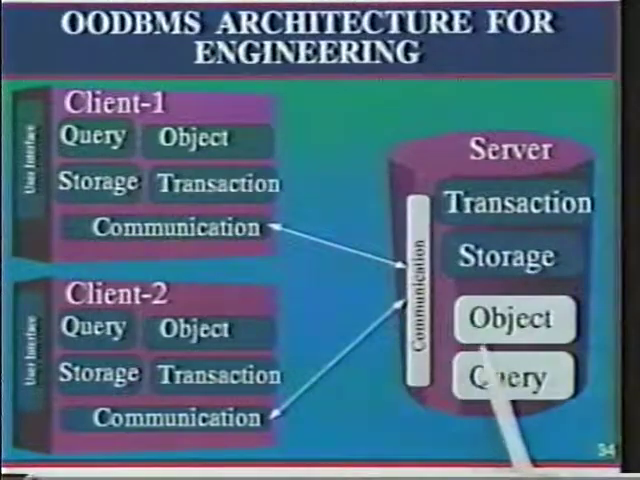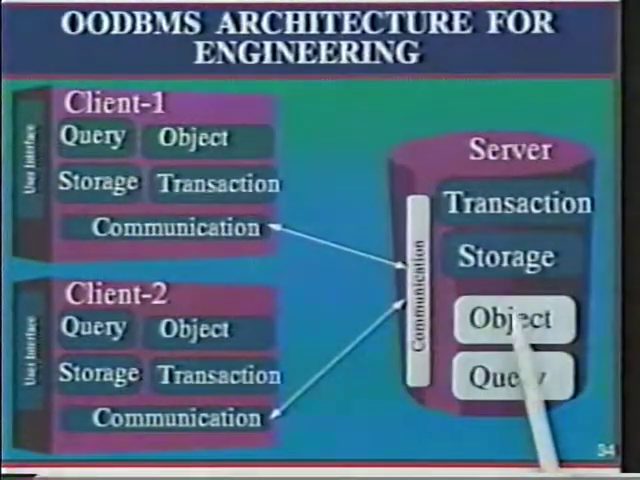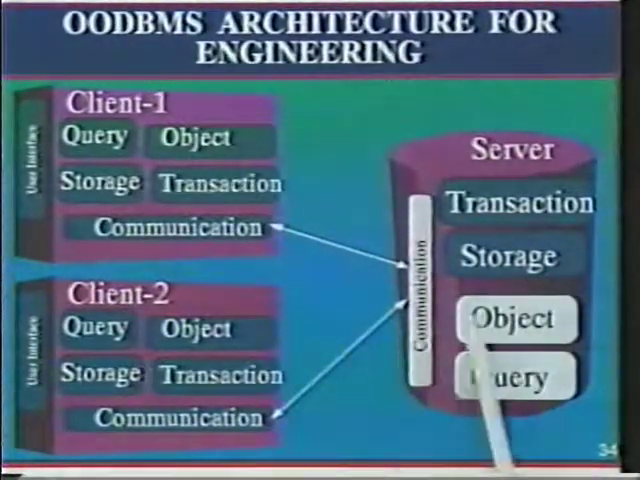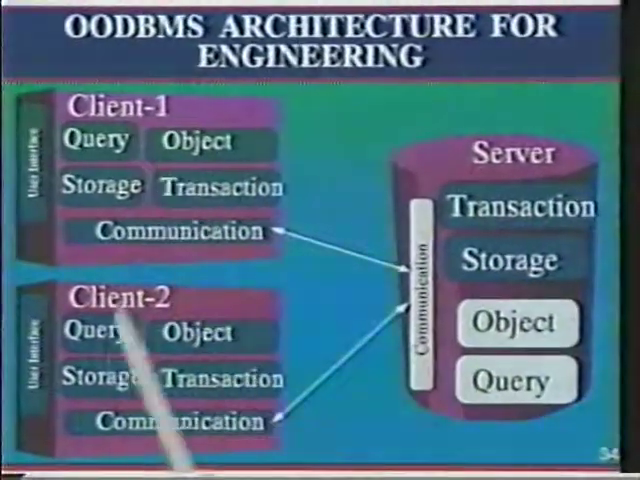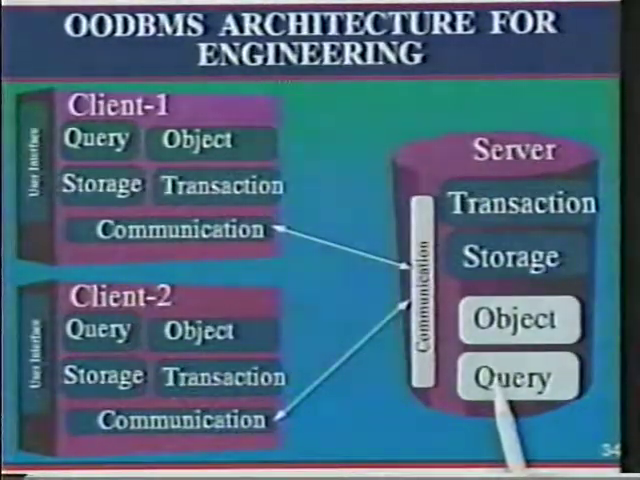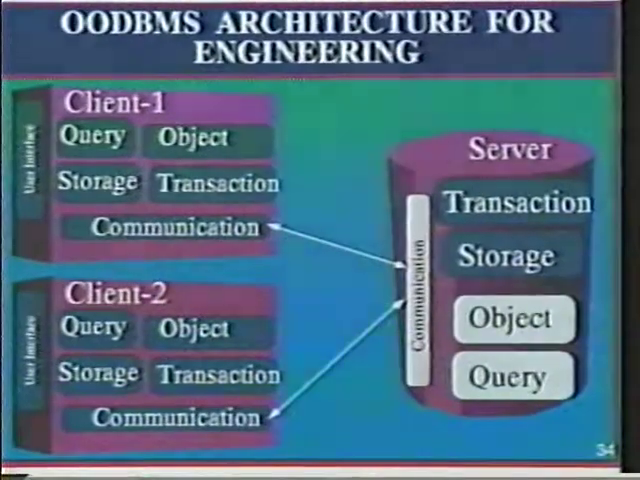In some object-oriented database systems, we can do object or schema evolution at the server level. In many systems which are based on C++, you cannot do that, and we'll see why not, and we do that at the client level. Similarly, querying, we cannot do it at the server level in many systems, we do it at the client level. So there are different variations of this architecture.